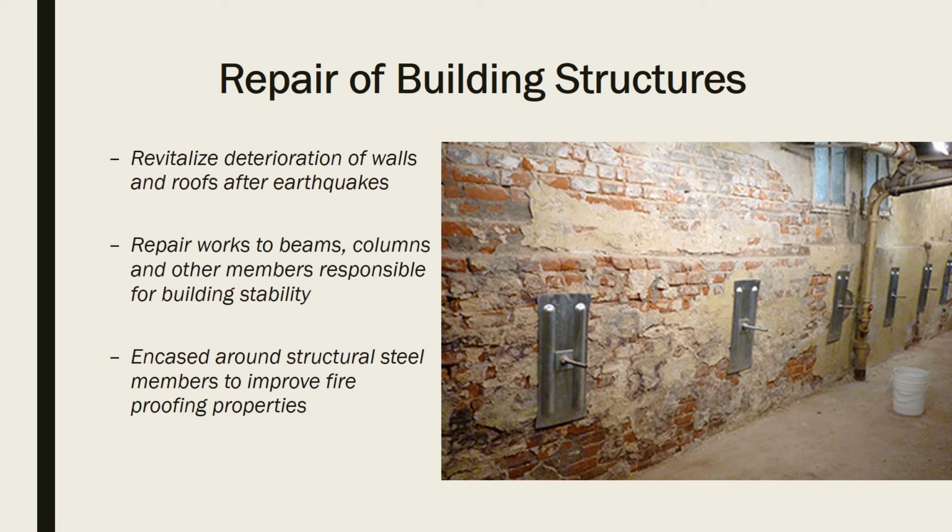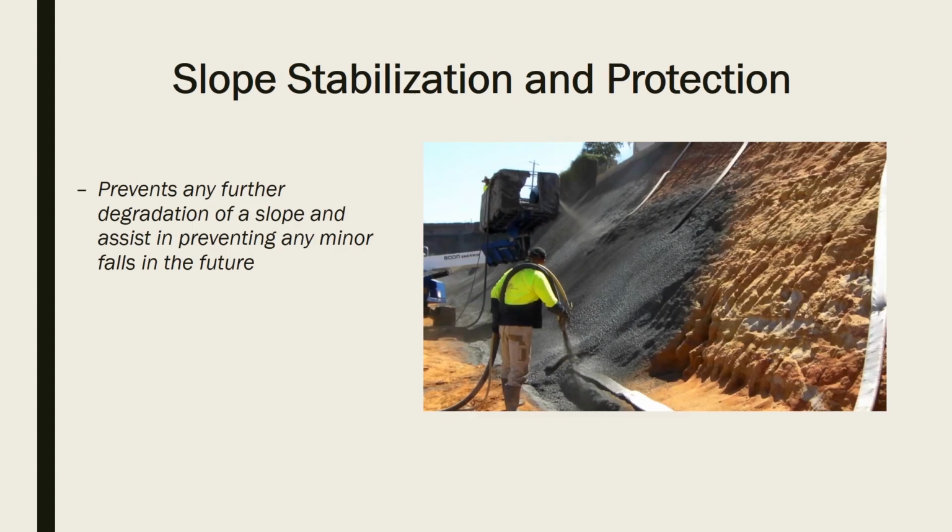It is often encased around structural steel members to improve fireproofing properties. Shotcrete can prevent any further degradation of the slope and assist in preventing any minor falls in the future.